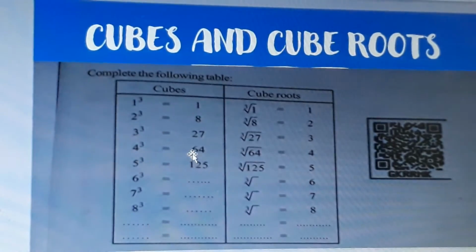4 cube is equal to 64, so cube root of 64 is equal to 4. 5 cube is equal to 125, so cube root of 125 is equal to 5. Similarly, write this table and complete the table.